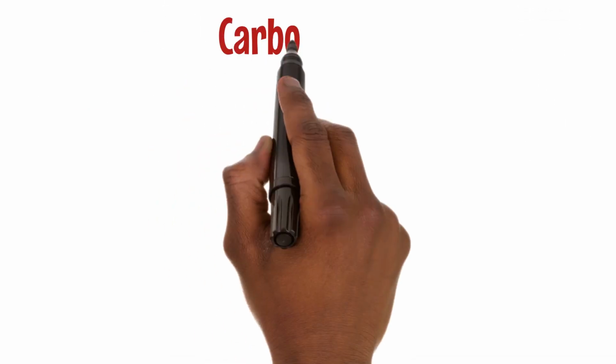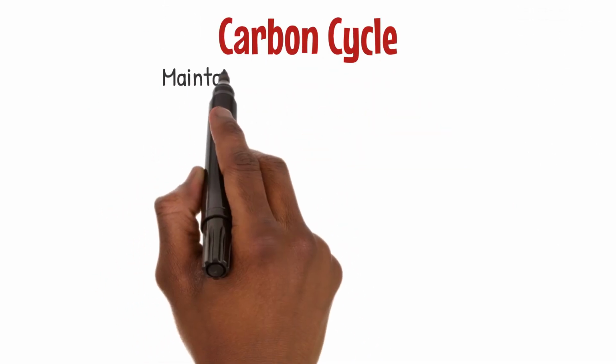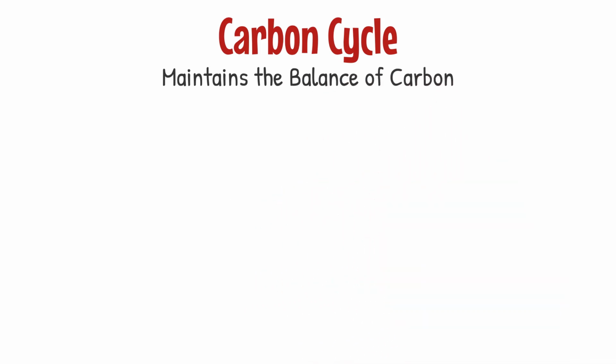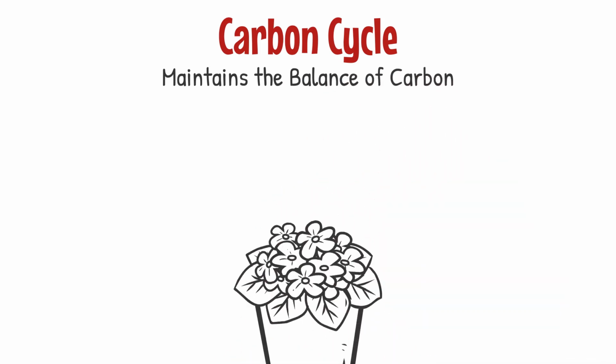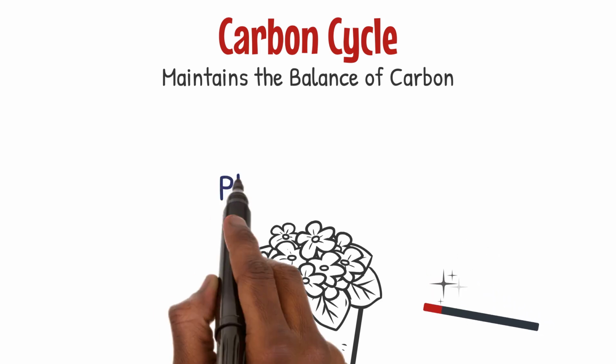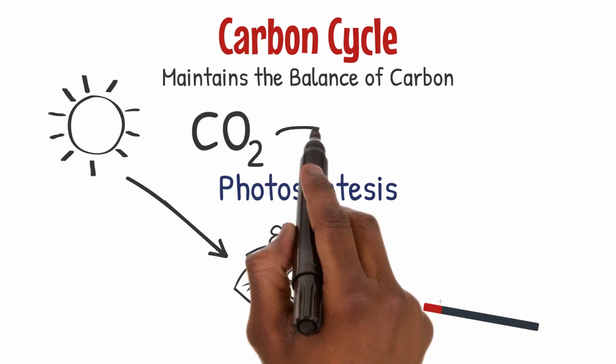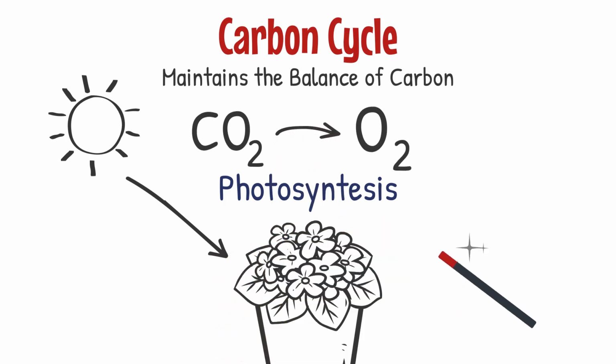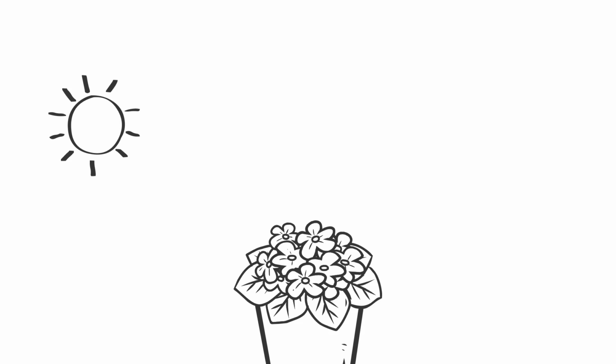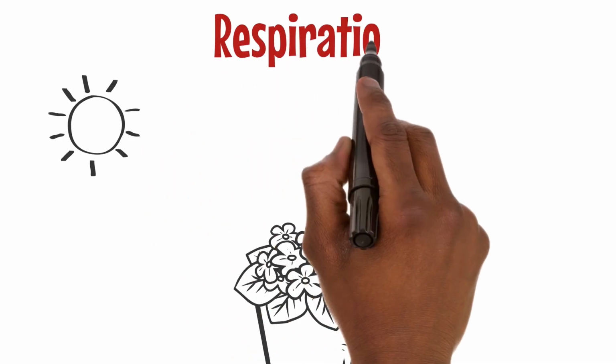Let's start with the incredible carbon cycle, the fundamental process that helps maintain the balance of carbon in our environment. Picture this: plants are like little magicians performing photosynthesis, where they use sunlight to convert carbon dioxide into oxygen and glucose.